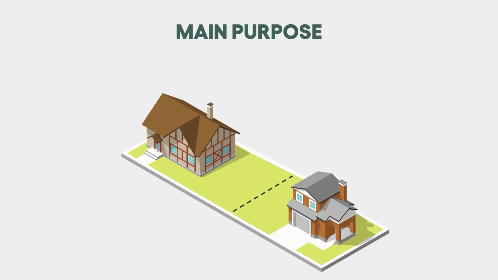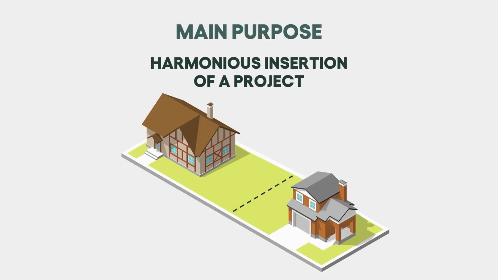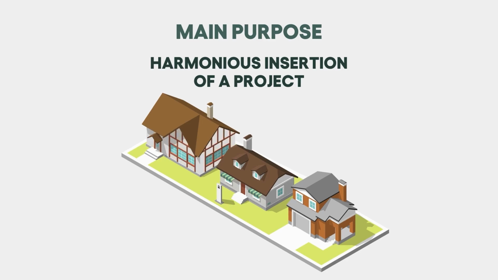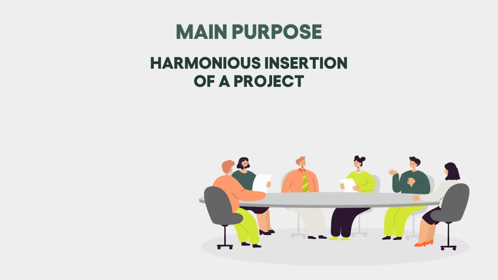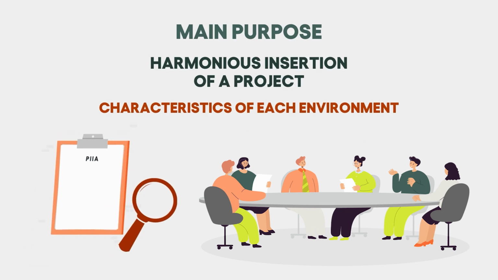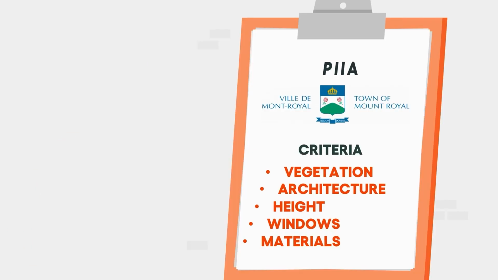The main purpose of the objectives and criteria of a PIIA regulation is the harmonious insertion of a project into its surroundings. Whether it is the creation of a new lot, an extension project, the construction of a new building, a commercial sign to be installed, or any modification to the exterior facades, including windows and doors, the CCU evaluates projects according to the characteristics of each environment, and in each case, uses the corresponding criteria.